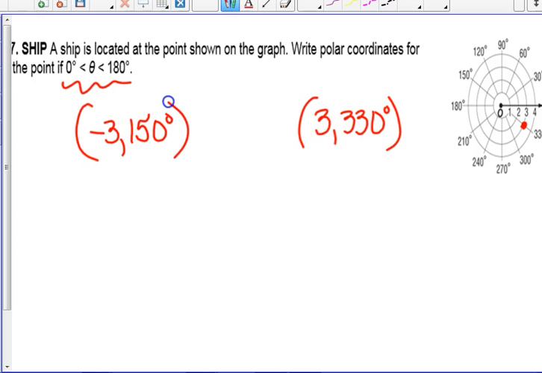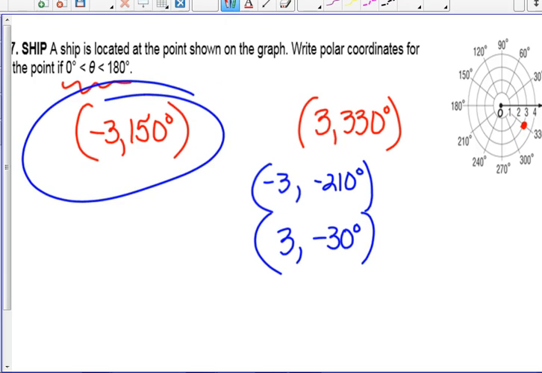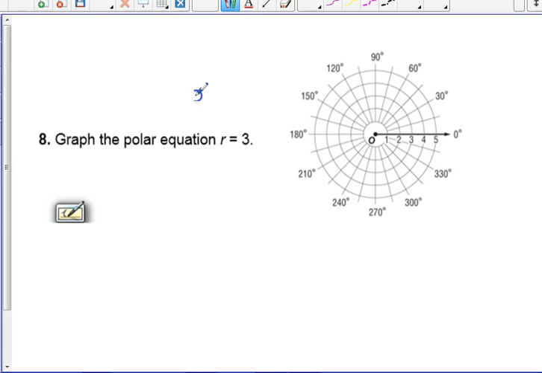Now, can anybody give me another name that doesn't necessarily fit in here, obviously, but... Oh, negative 210 and negative 3. I didn't even think about that one. You're right, negative, negative. I was going to go with you could back up just 30 degrees and go out 3. All right, but this is the one they wanted. Everybody good? Okay, couple more questions.